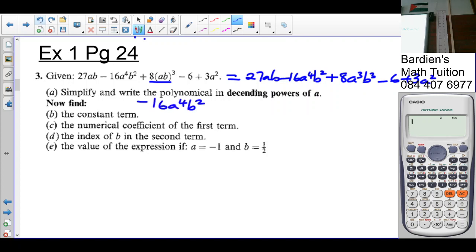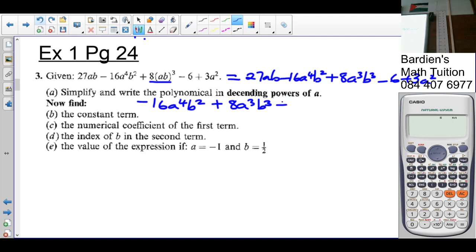The negative is part of the term. Well done. What comes after that? Positive 8a cubed b cubed. As you can see, there's a to the 4, a cubed. There's a squared. Can you see that, people?